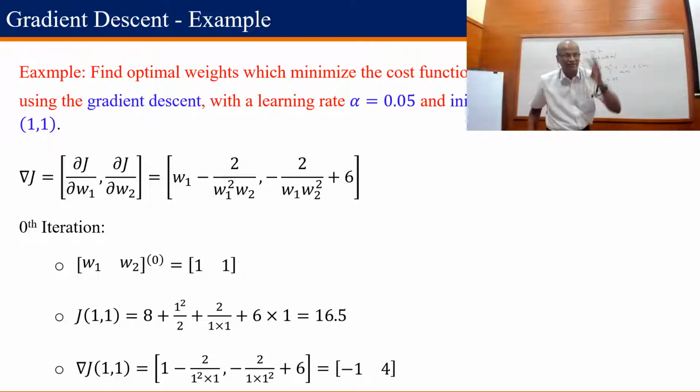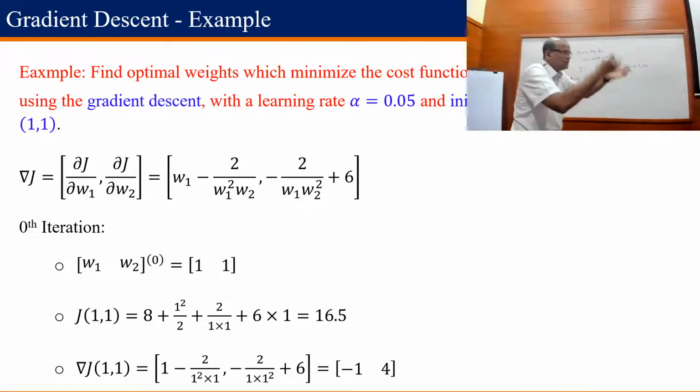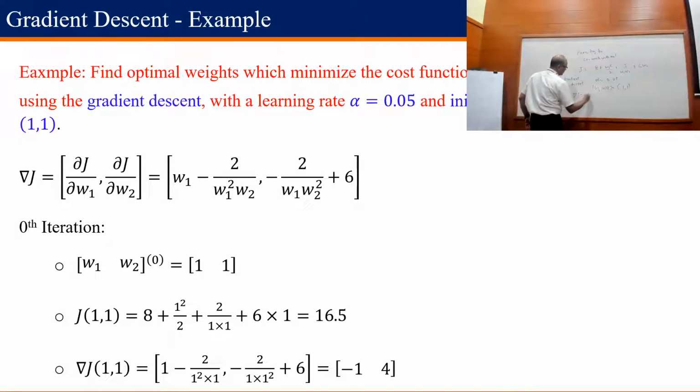So W is a vector. W is a vector of weights. W means it is qualified as W1, W2, W3. In this case, it is 1, 1. All right. So now we are trying to use the gradient descent. So we have to calculate this del of J, the partial of the J with respect to the weights. So it is dou J by dou W1, dou J by dou W2. Dou J by dou W1 is 2W1 by 2 minus 2 by W1 W2 square.